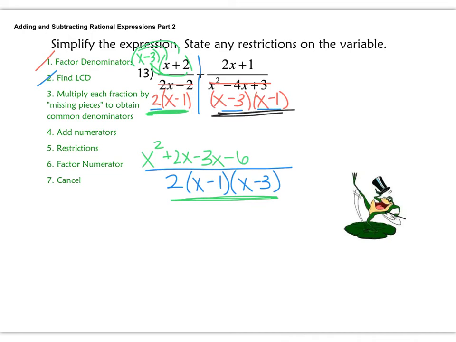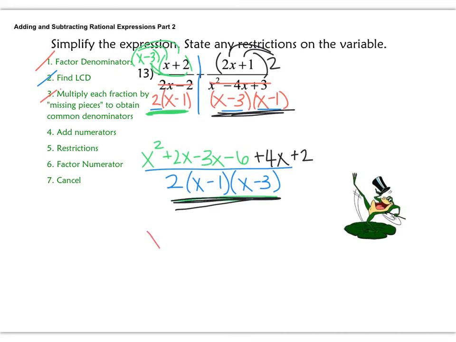All right, and then what about the second one? What does it need to look like this? Well, it's just missing a 2. So multiply by 2. So that's going to give me 4x plus 2. All right, so that was step 3. Step 4, add my numerators.